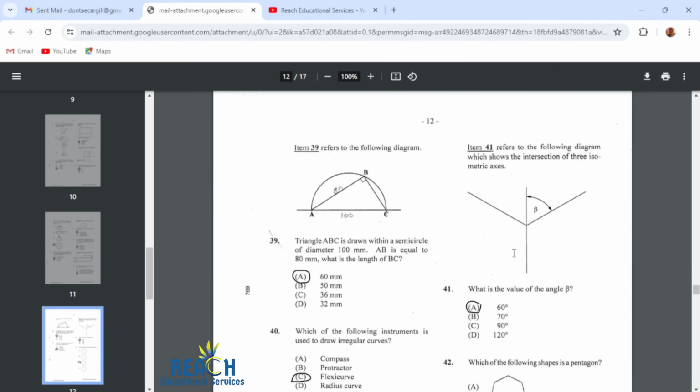All right, so we move on now to the next question over here. Item 41 refers to the following diagram, which shows the intersection of 3 isometric axes. What is the angle of that right there? And that would be 60. So even though isometric is drawn at a 30-degree angle, if you draw a 180 line, like a horizontal line, then one part would be 30, and then that next angle that's represented there would actually be 60 degrees.